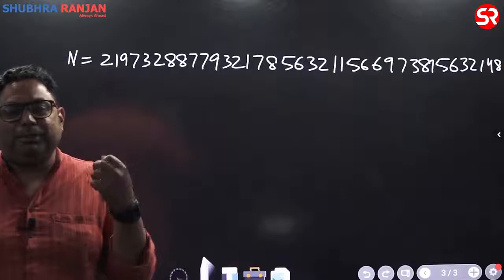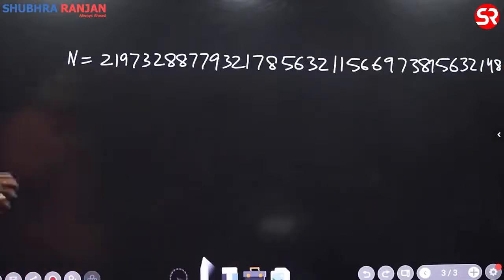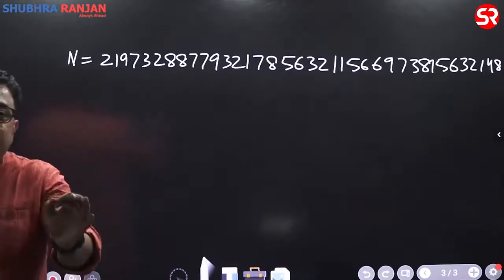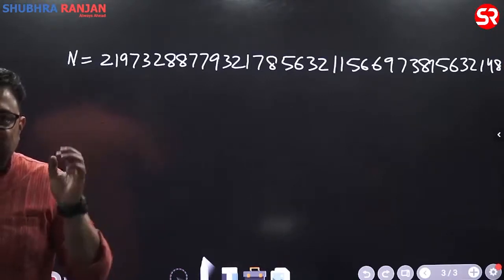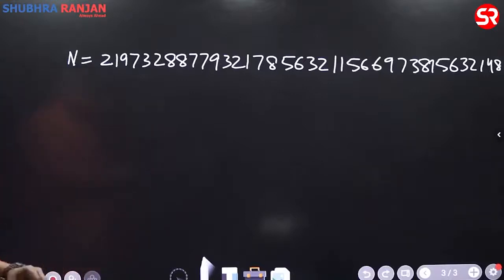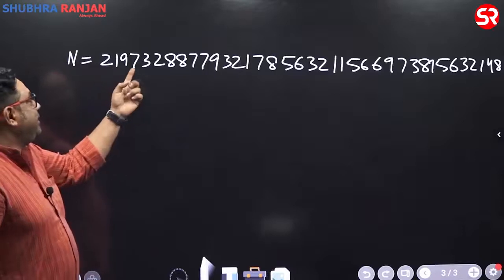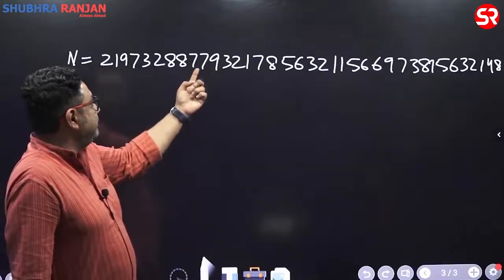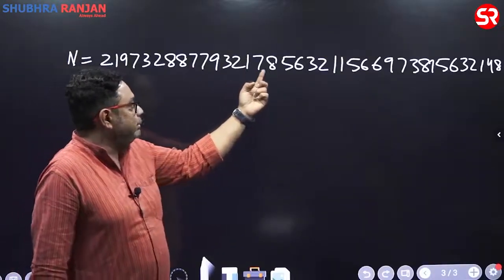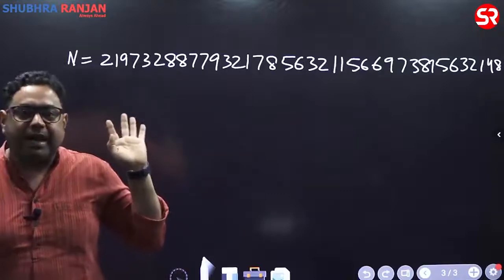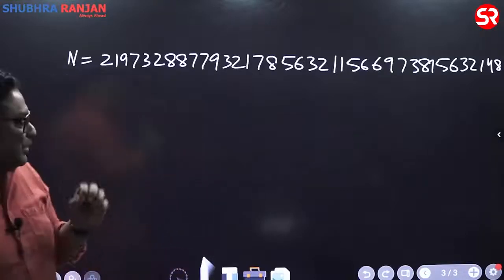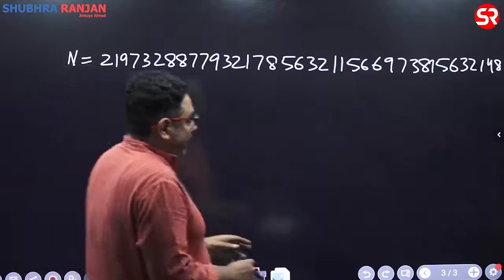People know this rule of adding the digits, isn't it? So I ask you to add this number. 99% of people would leave it, because how would you add 2 plus 1 plus 9 plus 7 plus 3 plus 2 plus 8 plus 8 plus 7 plus 7 plus 9 plus 3 plus 2 plus 1 plus 7 plus 8? Not possible. So now let's change this rule, guys.